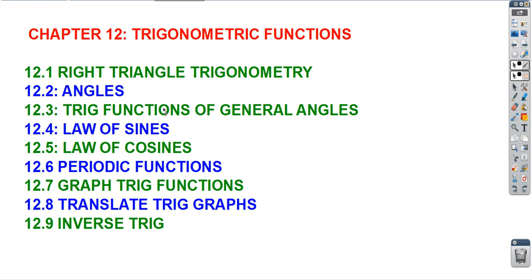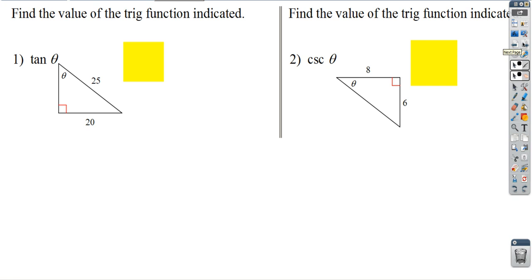Alright, so in this video we'll work through the Chapter 12 practice test, and you can see the topics right there. The whole chapter is about trigonometry. So 12.1 involves finding the values of trig functions, and in these cases they've given us the triangle, but in a couple other examples we'll see they haven't given us one, so we'll have to draw one.